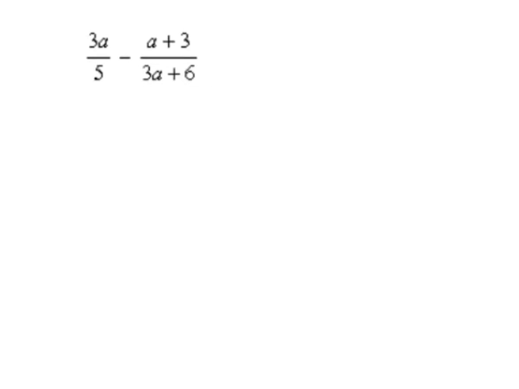Next one, same thing. Change the subtraction to a plus, or addition problem. Put the negative with the numerator, and when it's a binomial, we have to remember to distribute. So if I rewrite this, I have 3a over 5 plus a negative a minus 3 over 3a plus 6.